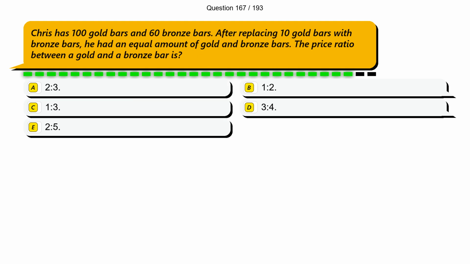Question 167. Chris has 100 gold bars and 60 bronze bars. After replacing 10 gold bars with bronze bars, he had an equal amount of gold and bronze bars. The price ratio between a gold and a bronze bar is? Option A, 2:3. Option B, 1:2. Option C, 1:3. Option D, 3:4. Option E, 2:5.